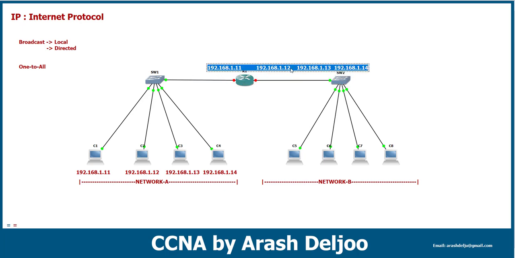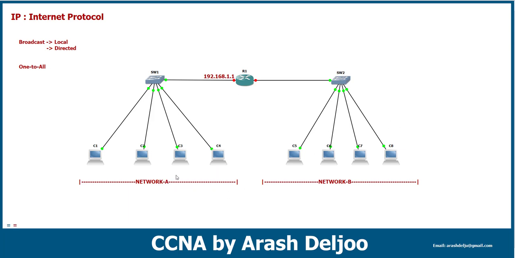Assign one IP address to the interface of the router, 192.168.1.1 in this range. In most cases for a router we are using the .1 host ID. The host ID can be assigned as one, but it is optional, it's not mandatory. About network B, I'm going to use these addresses.